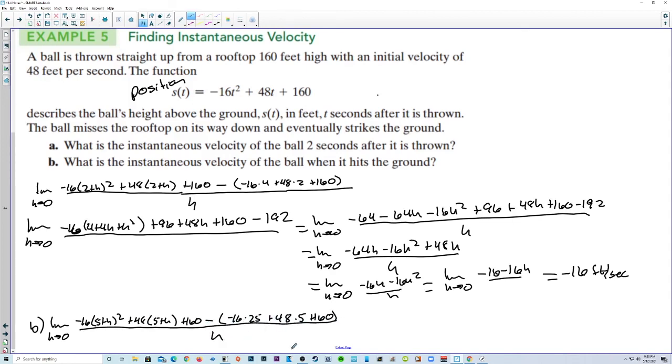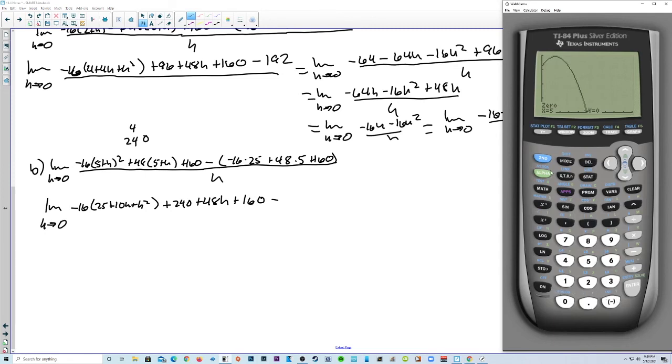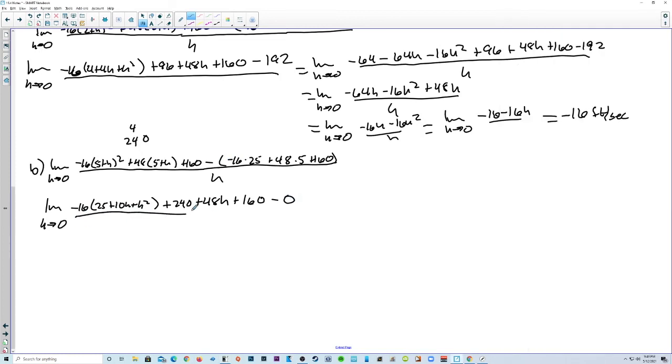And we end up just doing a lot of algebra for this. We have the limit as h approaches 0 of negative 16 times 25 plus 10h plus h squared plus 240 plus 48h plus 160 minus, let's get this number here. We got negative 16 times 25 plus 48 times 5 plus 160. That's not 0. Oh, is it? Oh, yeah, because the height is 0. Of course it's 0. All right. Over h, because we found out when the function is 0.